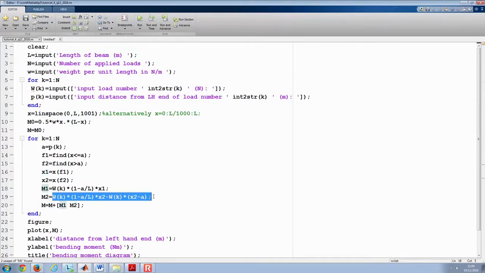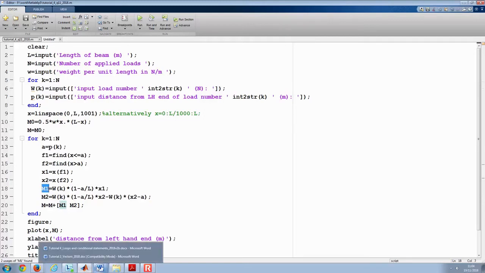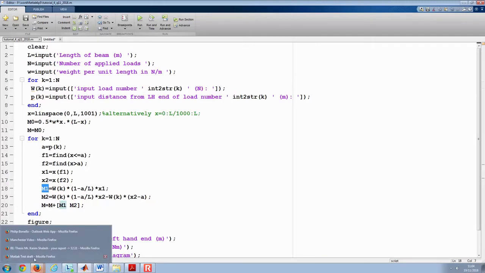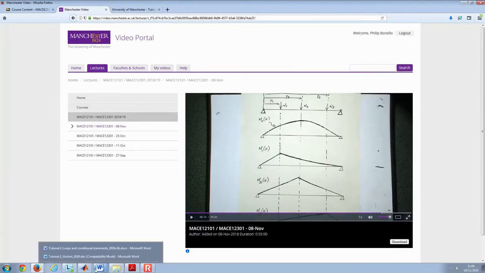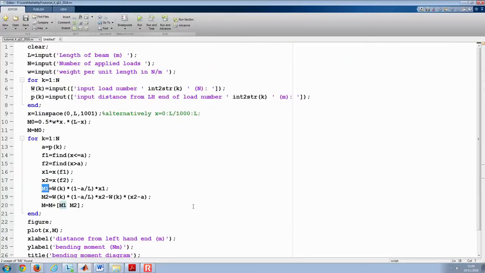And notice m1 is a vector and m2 is a vector. m1 is a vector containing this part of the bending moment distribution, and m2 is a vector containing this part of the bending moment distribution, and that is done for all elements.